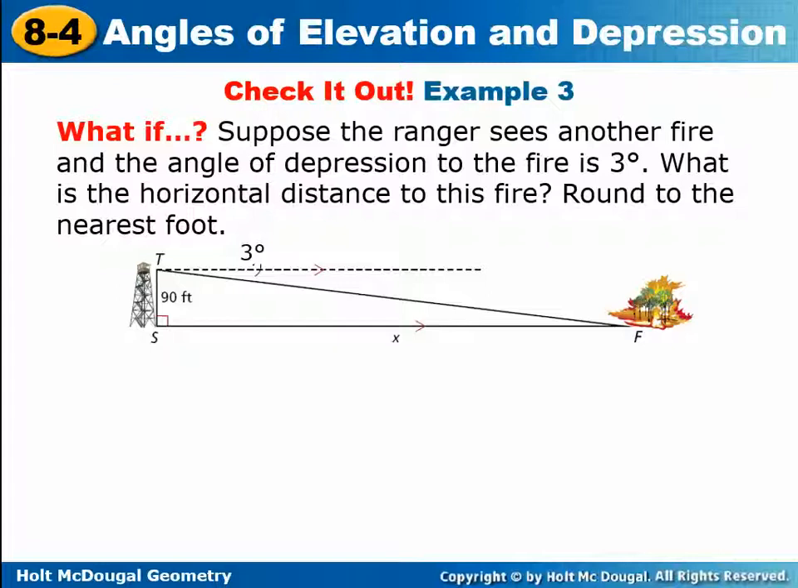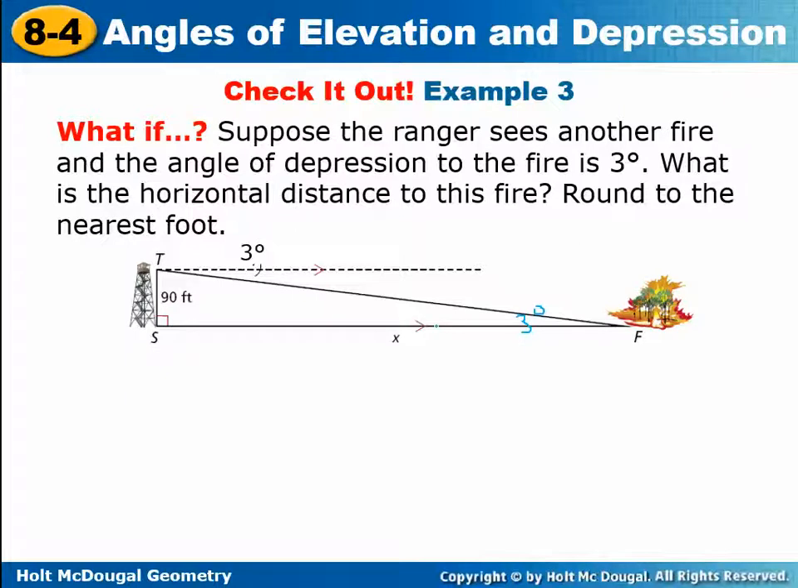Okay, here's another example using an angle of depression. We've got a fire over here, and there's a man on the fire tower who's looking for fires. And he sees one, and he knows that it's 3 degrees for the angle of depression. You can measure that with the tools. And by alternate interior angles, that means that this right triangle that's formed is also going to have a 3-degree angle. All right, and we also know that his fire tower is 90 feet tall.